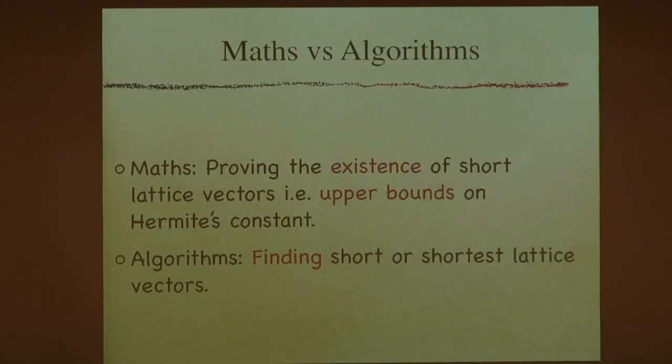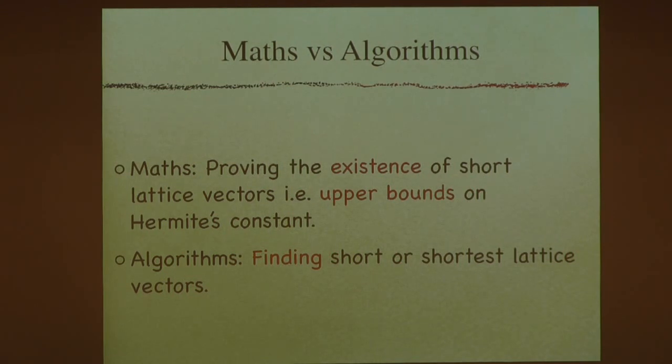There's a long literature now for all of these algorithms, but I want to make some remarks. The first remark is that what we're doing is very related to what has been studied in mathematics. In mathematics, a classical problem in lattices is to prove the existence of short lattice vectors. That means proving an upper bound on the Hermite constant. This is perhaps the oldest problem in geometry of numbers. And for algorithms, we want to find short or shortest lattice vectors. So a natural thing to say is that if you have such an algorithm, somehow you must have a proof that this vector is short. So maybe implicitly, it's going to come up with some upper bound on the Hermite constant.